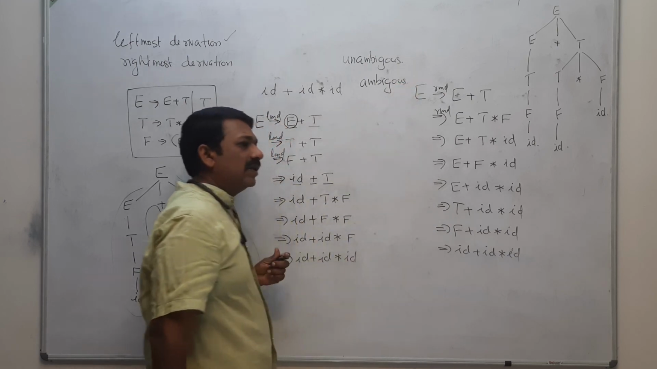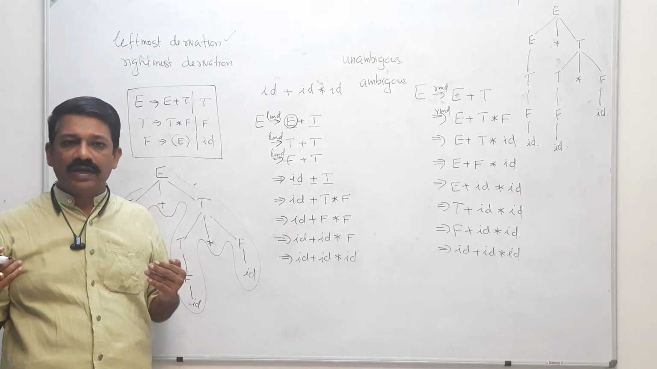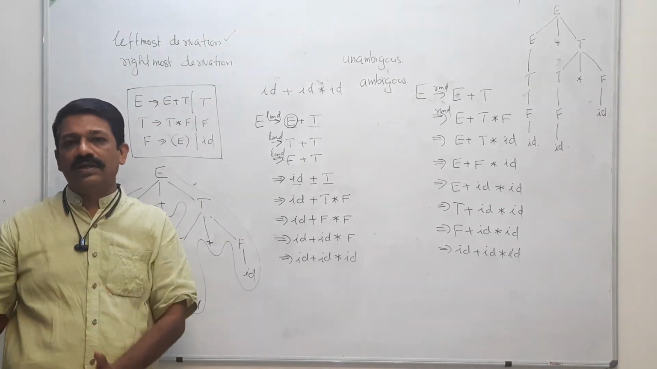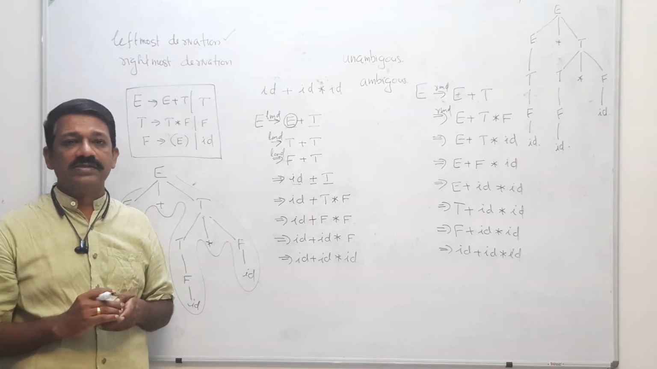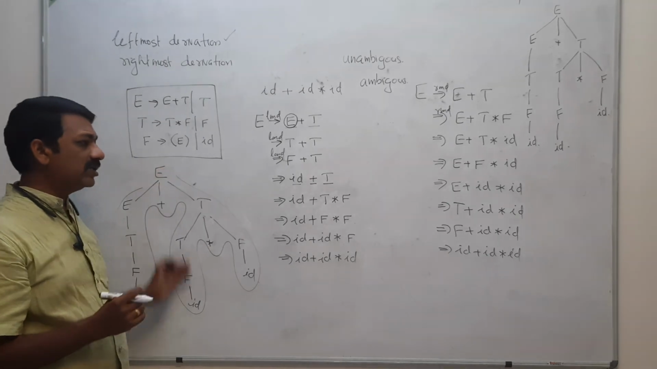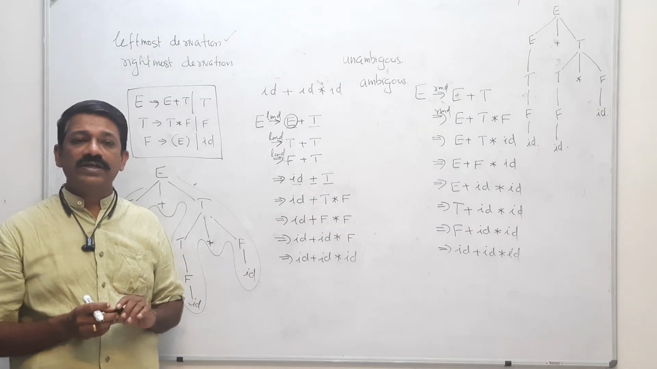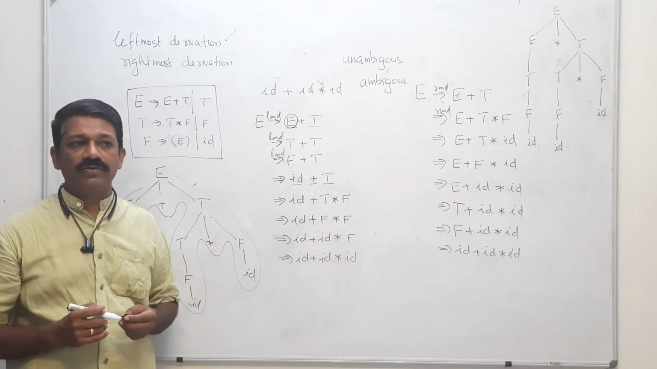So how will you check whether a grammar is ambiguous? You have to take a string. You have to generate the leftmost derivation, you have to generate the rightmost derivation, and using the leftmost and rightmost derivations, you have to generate derivation trees. And if the derivation trees are different, that grammar is ambiguous, otherwise it is unambiguous.